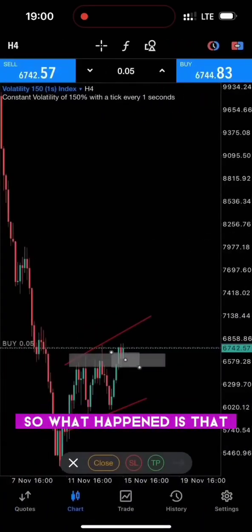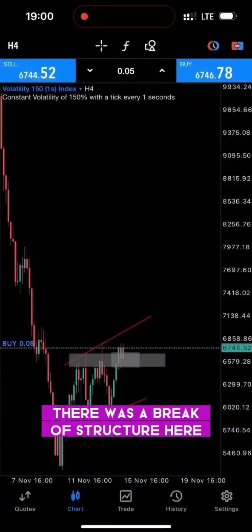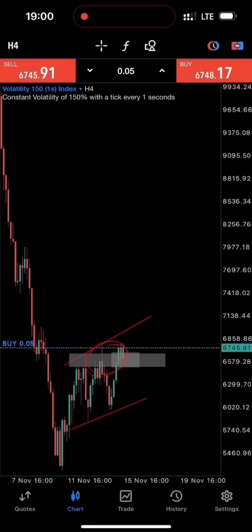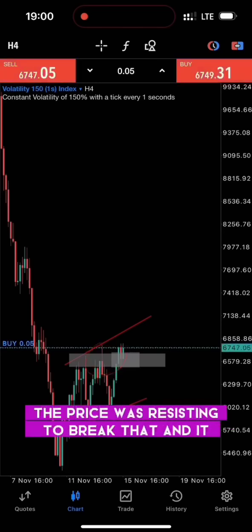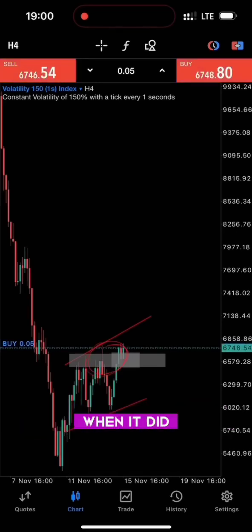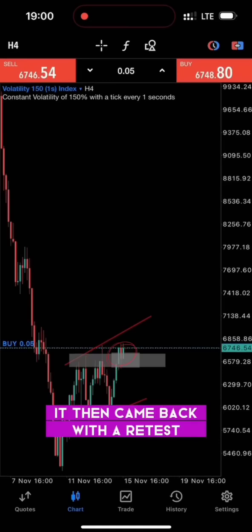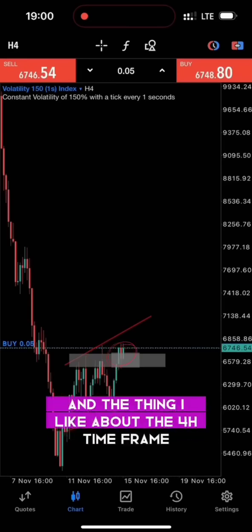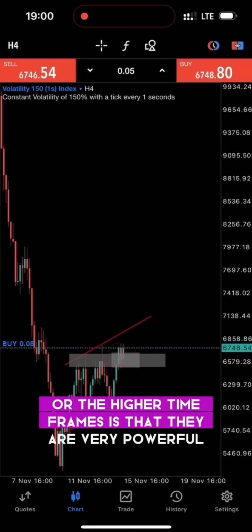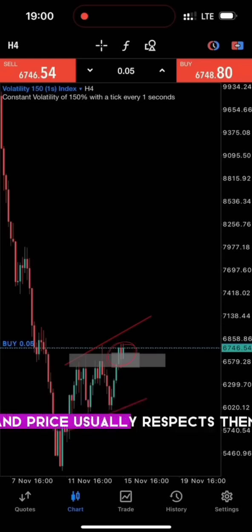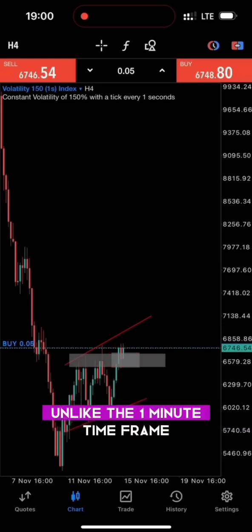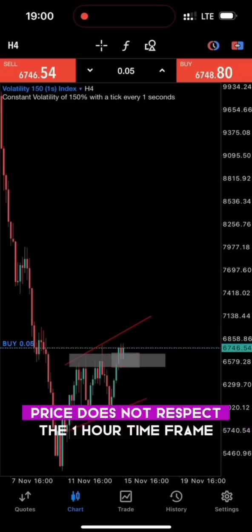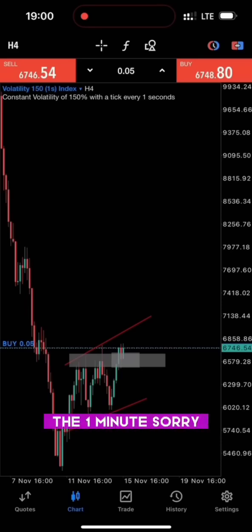What happened is that there was a break of structure here to the left. The price was resisting to break that, and it finally did. When it did, it then came back with a retest in the 4-hour time frame there. The thing I like about the 4-hour time frame or the higher time frames is that they are very powerful, and price usually respects them. Unlike the 1-minute time frame, price does not respect the 1-minute, sorry.